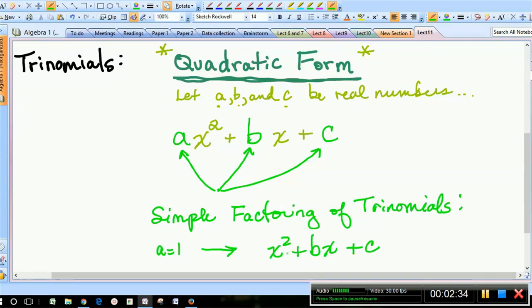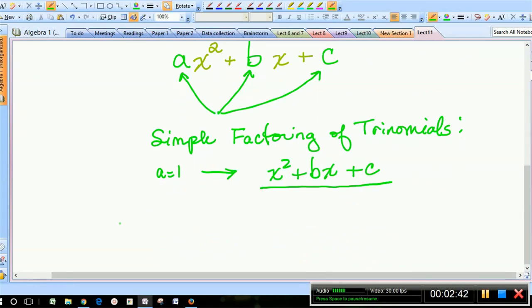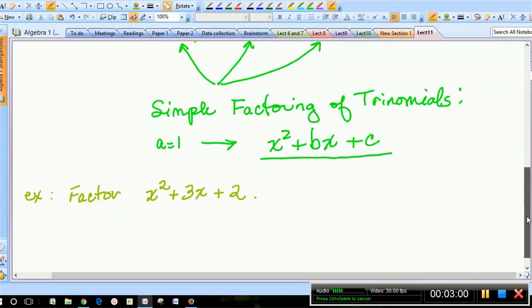Since A is 1, we have X squared plus BX plus C. So you won't see a coefficient on X at first, okay? So let me show you how this will go. You'll get an example similar to this. So here we are, we want to factor X squared plus 3X plus 2. Okay? And so there's our directions.